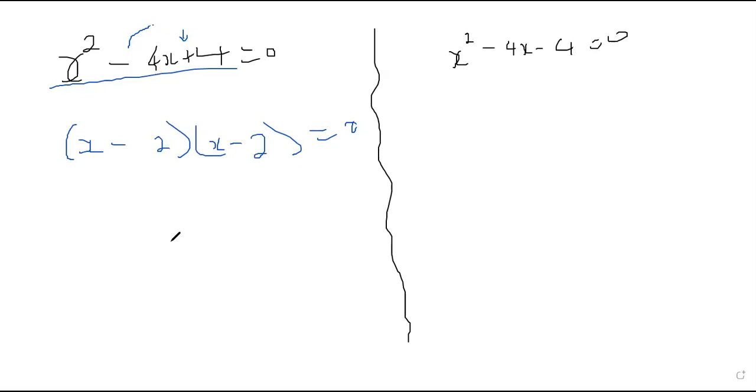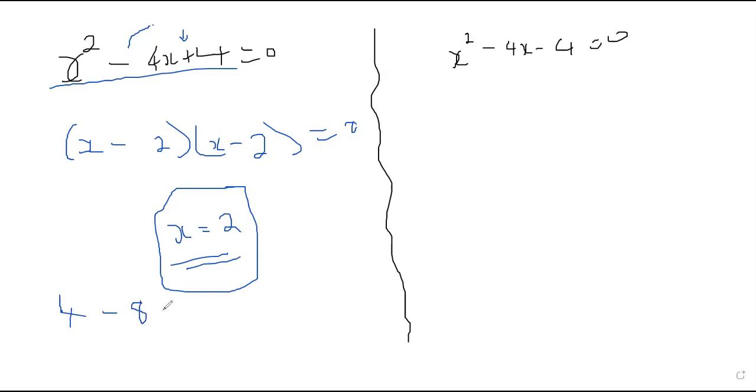So obviously here it means that the correct answer at the end is x will be 2. So let's check, if x is 2, 2 squared is 4, minus 4 multiplied by 2, that's 8, plus 4. So this 4 and 4 would give you 8. 8 minus 8, that's 0. So it's correct, right? So let's try and solve this other one.